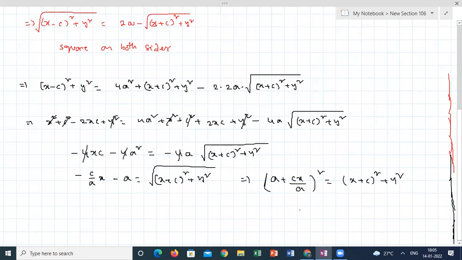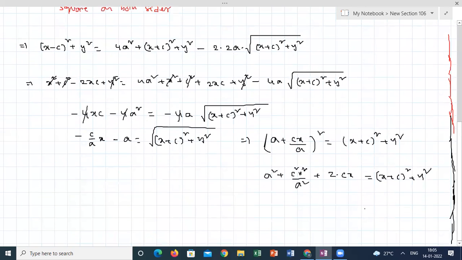What will I get? This is a square plus c square x square by a square plus 2a into cx by a, which is 2cx, equal to x plus c whole square plus y square. On expanding, this will be x square plus c square plus 2cx plus y square. 2cx and 2cx cancel.